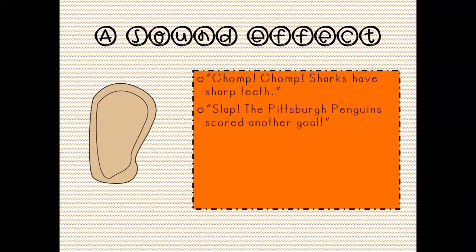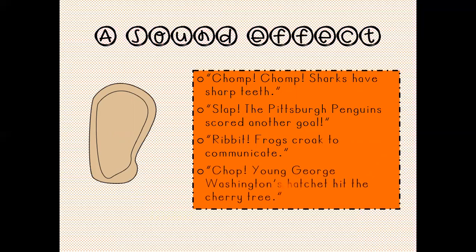Slap, the Pittsburgh Penguins scored another goal. Ribbit, frogs croak to communicate. Chop, young George Washington's hatchet hit the cherry tree. So again, I started with a sound effect and then I did add some facts onto the end just to explain that sound effect.